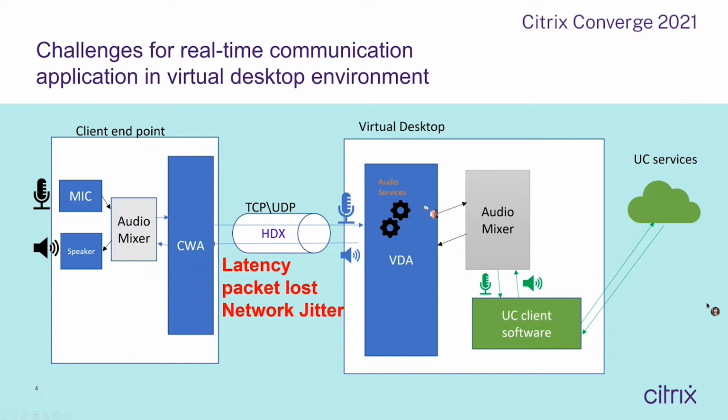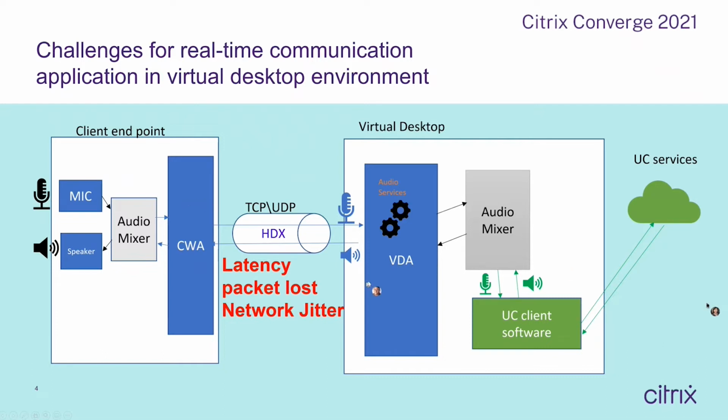And then it has to go through an extra step, which is a decoding and encoding process, to allow the virtual delivery agent to pass the audio into the audio mixers in the operating system of the virtual desktop. And lastly, the unified communication software running inside will have to pick up that voice and encode it again, and then forward it out to the unified communication services running in the backend. So with these extra steps of encoding, decoding, and then re-encoding again before sending it back out to UC, a tremendous amount of latency is added.